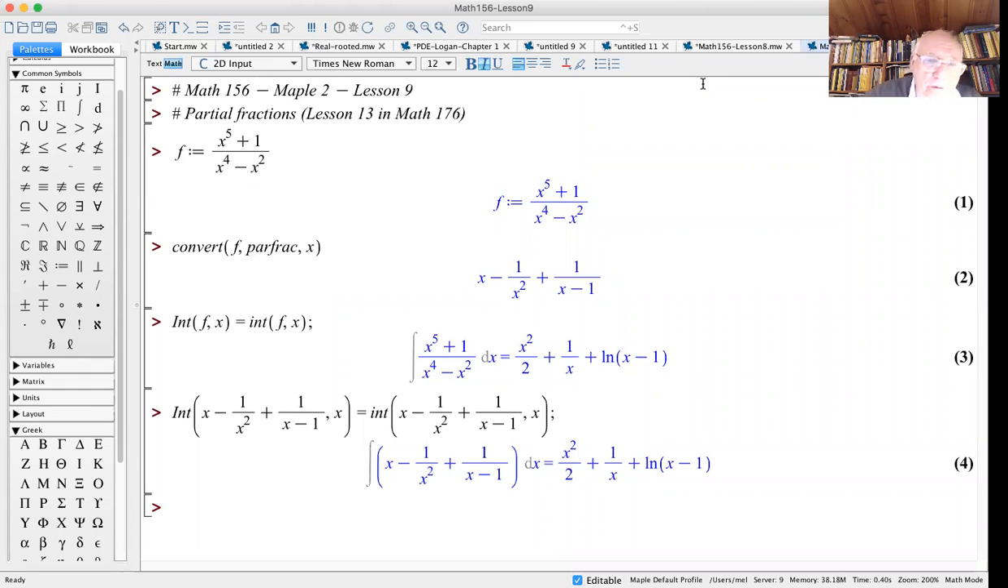Okay, this is Math 156, Lesson 9. If you compare this course to the Math 176 syllabus, you see that almost the first half of the course, up to Lesson 14, is integration. And we already saw that to integrate in Maple, you just need to use the initials INT.